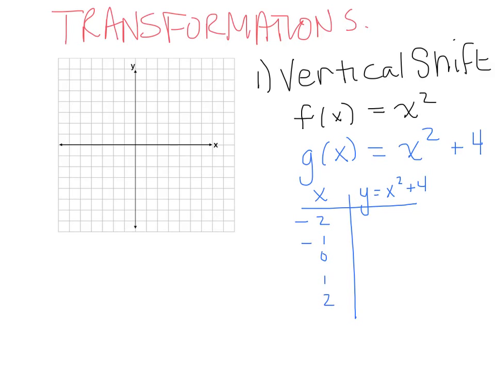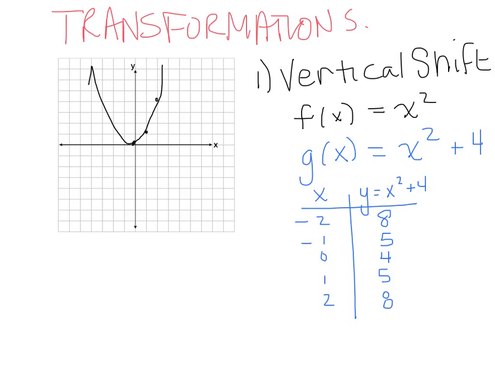Square this negative 2 and get plus 4, and then another 4, get 8. Negative 1 squared is plus 1 plus 4 is 5. 0 squared is 0 plus 4 is 4. 1 squared plus 4 is 5. 2 squared plus 4, 8. Okay? So where my original graph was doing these points, 1, 2, 2, 3, 4, like that.